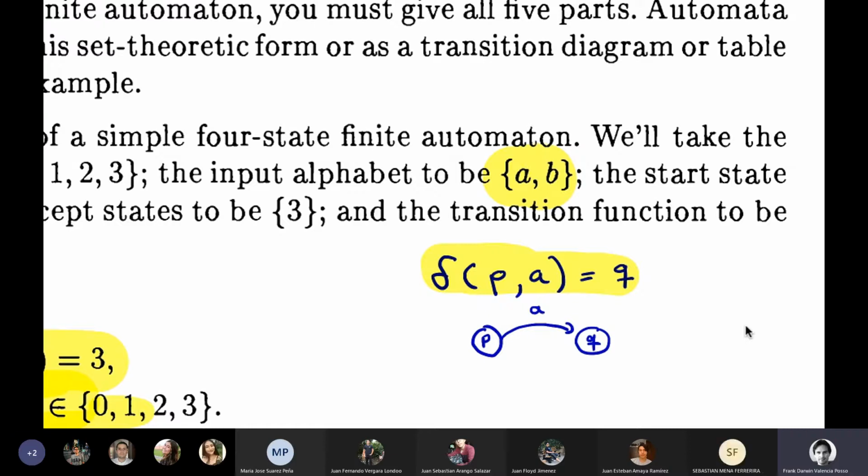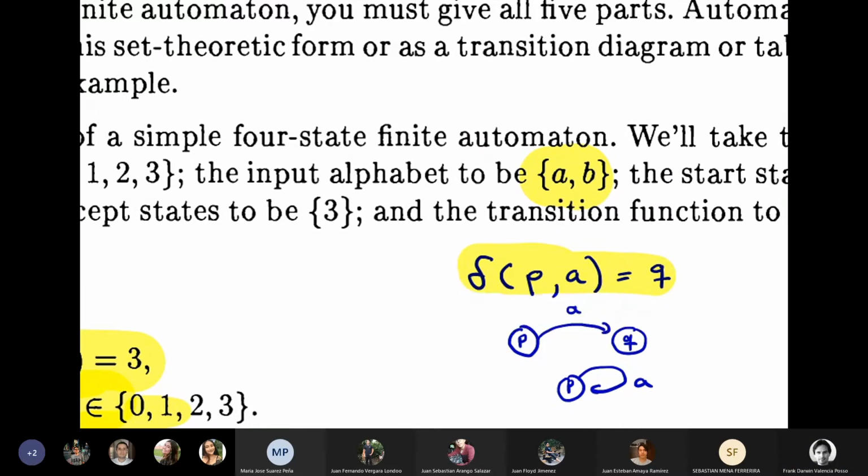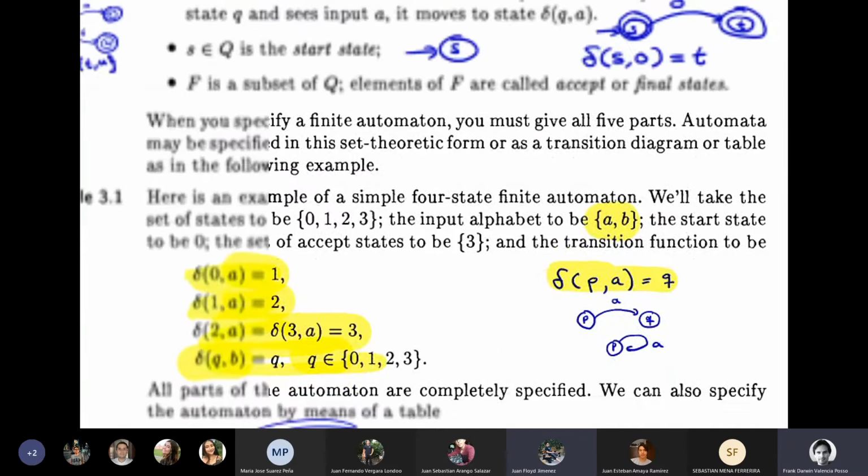Of course, this P could be equal to Q. So in that case, if P is equal to Q, you will have something like this. You will have a loop. Okay, so any questions regarding that? Juan Floyd, do you understand this? Yes, teacher, I understand. Okay, good.